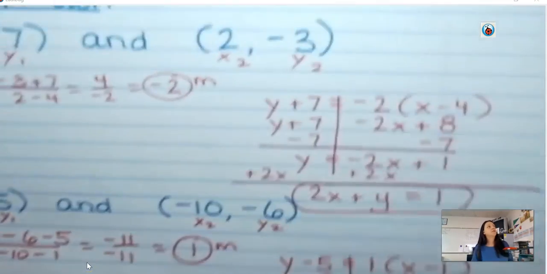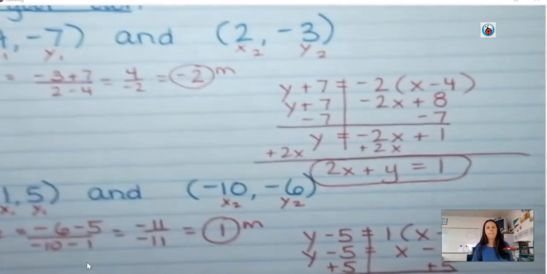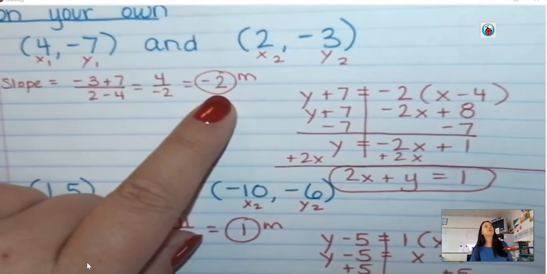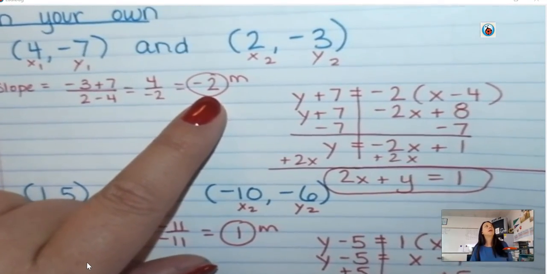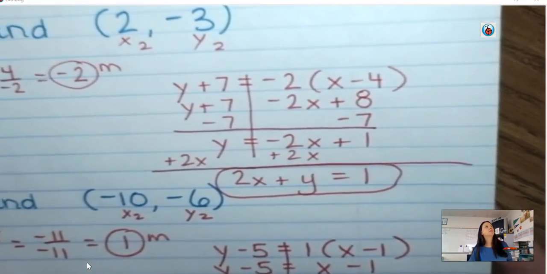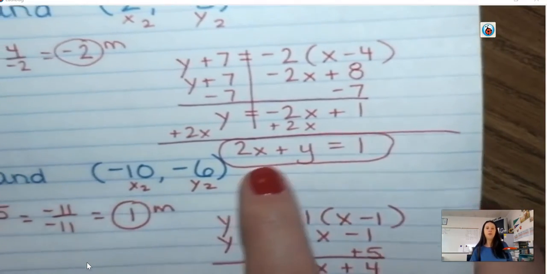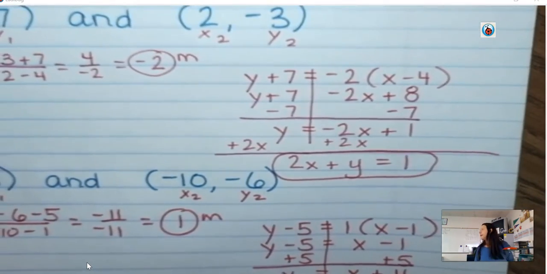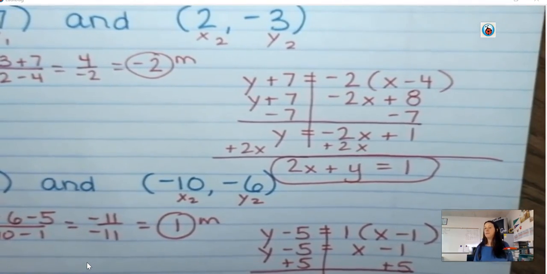Let's check our answers. For number 3, first you should have calculated the slope, gotten negative 2 as the slope, and then picked one of the points. I picked the first point and did point slope, and then ended up with 2x plus y equals 1. Questions on number 3? Good on 3?